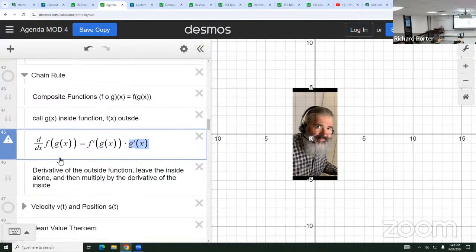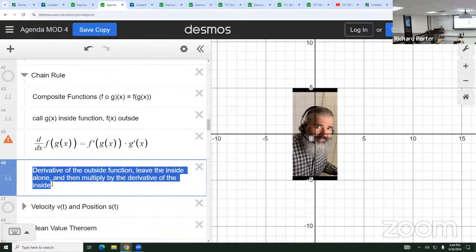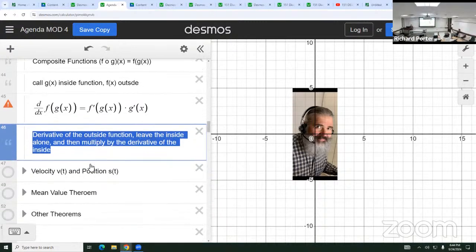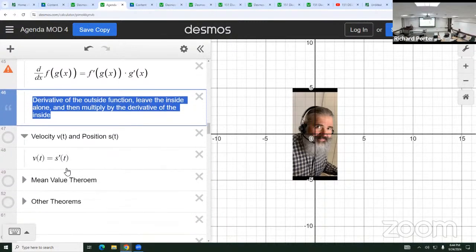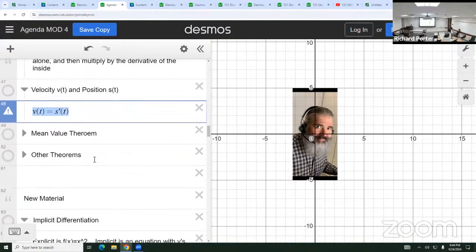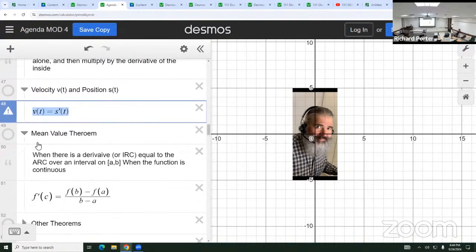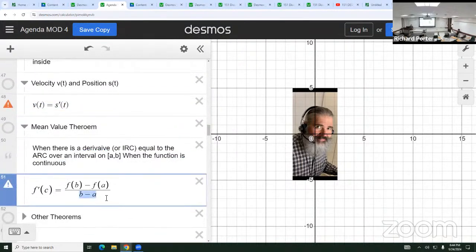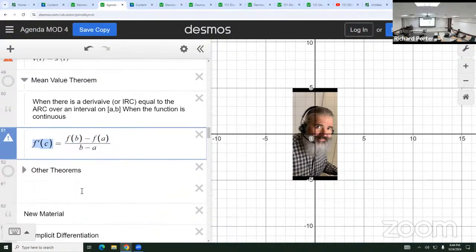But in words, that's the derivative of the outside function, leave the inside alone, and then multiply by the derivative of the inside function. That's the chain rule. Then velocity and position: velocity is just the derivative of the position. The mean value theorem: the average rate of change over some interval is equal to the derivative at some point. And then there are some other things we didn't talk about.